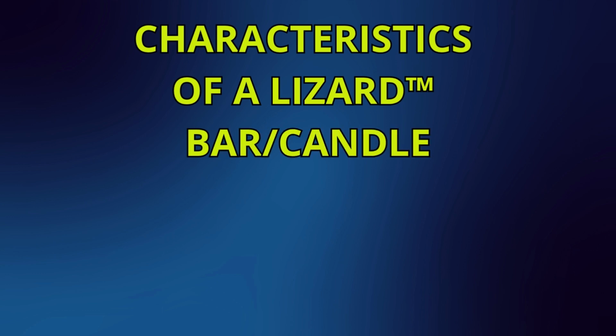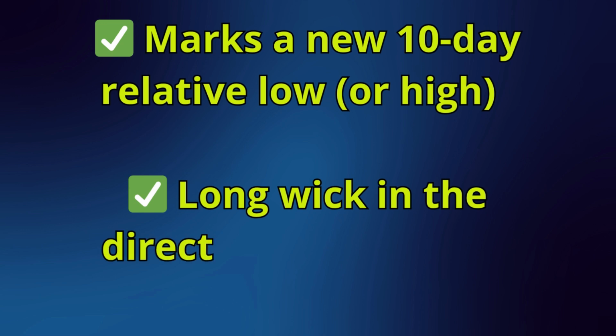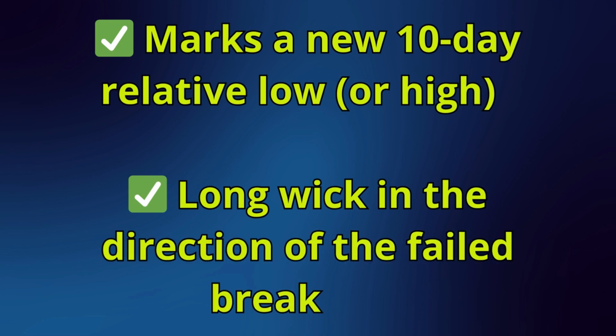To correctly identify this pattern, there are 4 key characteristics you must look for. Let's break them down one by one. First, the candle must establish a new 10-day relative low for a bullish setup or a new 10-day high for a bearish one. This context is crucial because it shows the trend has reached a potential exhaustion point. Second, the candle must feature a long wick that points in the direction of the trend. This wick is the most important feature, as it visually represents a failed breakout and a strong price rejection.